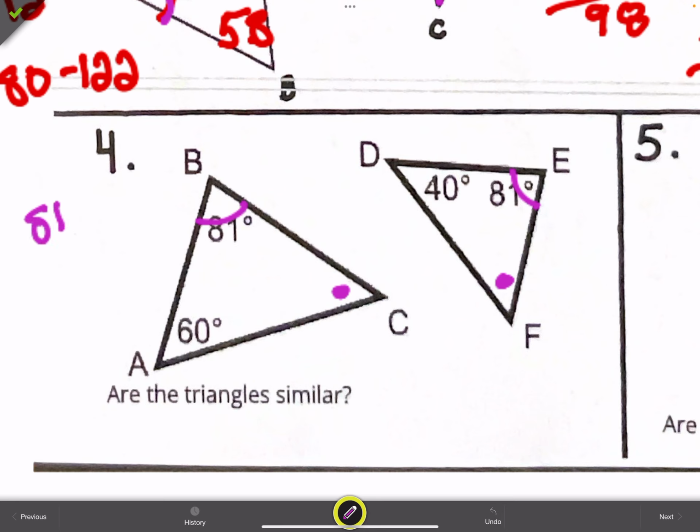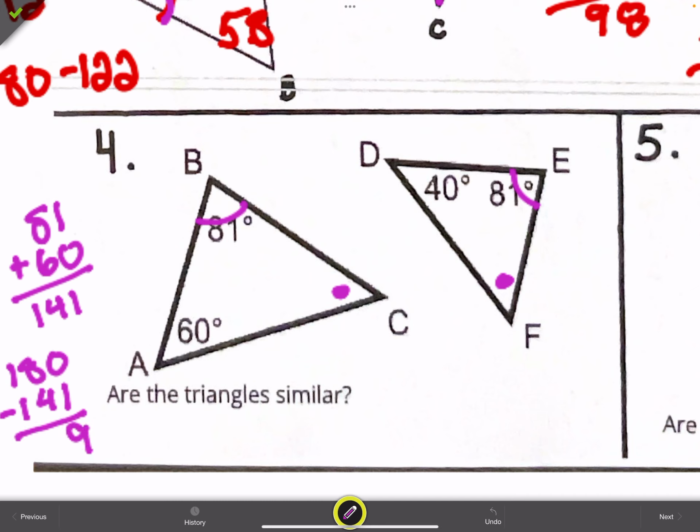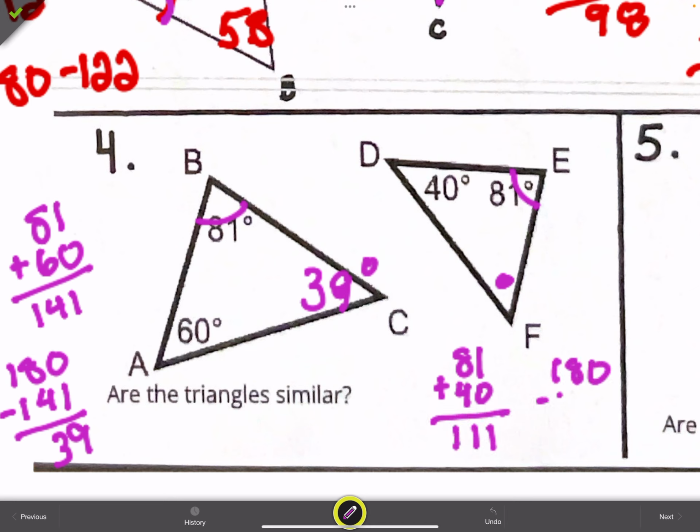So I'm going to say 81 plus 60, 141. Then I'm going to say 180 minus 141, see what I have left. So that would leave me with 39. I'm going to write it on my picture. It's 39 degrees. Then I'm going to come over here and do 81 plus 40, which gives me 111, 180 minus 111, see what I got left. That would leave me 69, and so I'd come over here and put that on my picture.